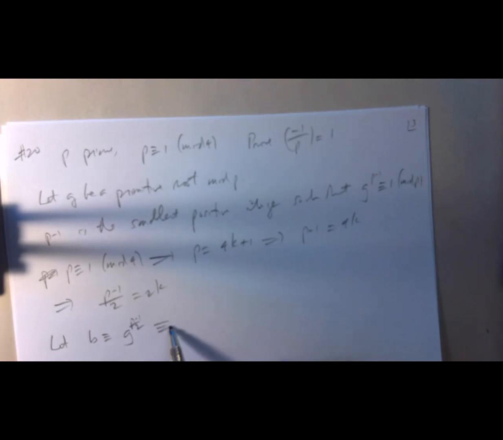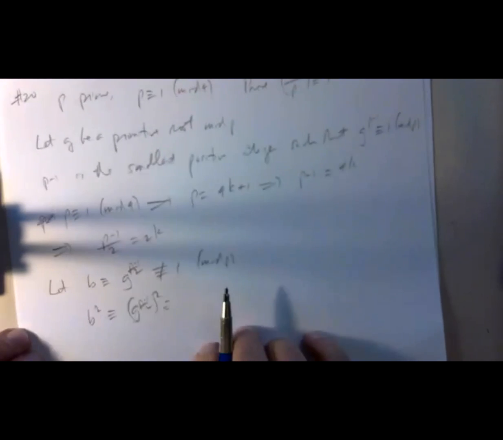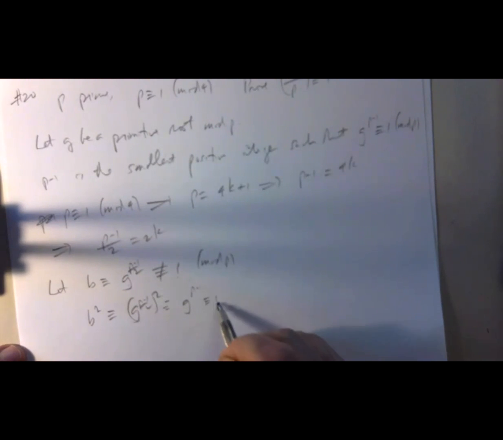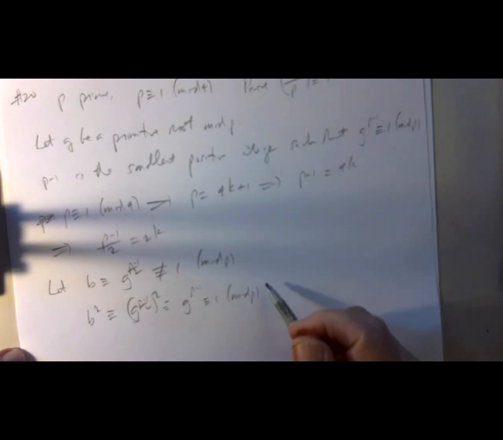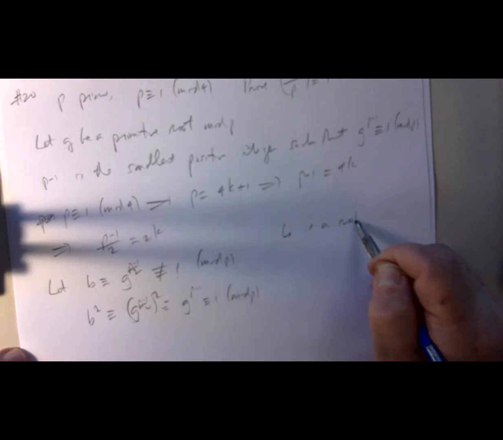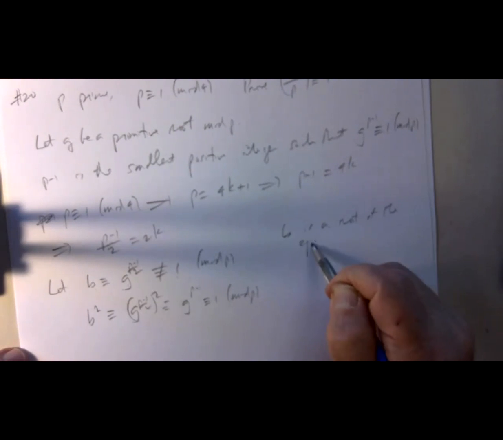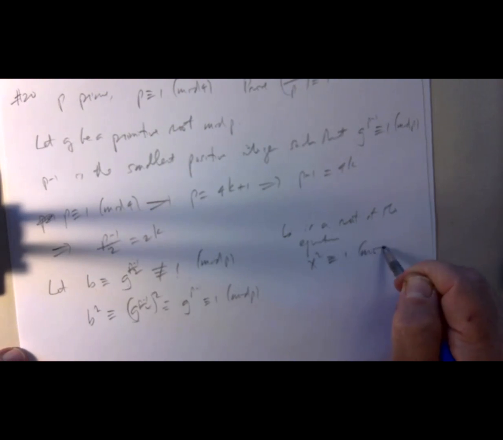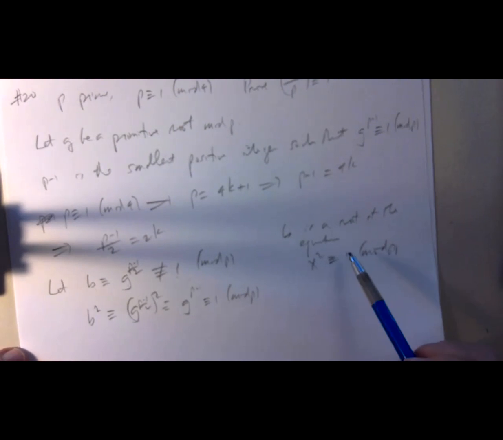First of all, B is not congruent to 1 mod P, because the smallest power of G that's 1 mod P is P minus 1. And B squared is G to the P minus 1 over 2 squared, which is G to the P minus 1, which is congruent to 1 mod P. So what this means is B is a root of the equation x squared congruent to 1 mod P. Go see that x equals B, you get 1.